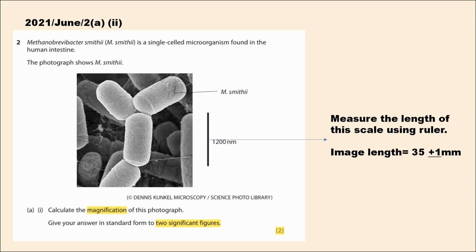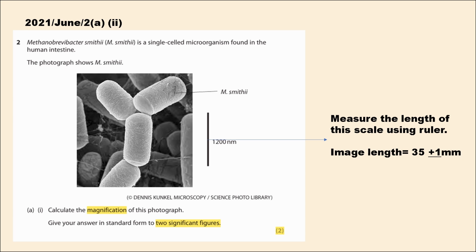The next question is from the 2021 June paper. This question is quite similar to the previous one, but a little bit modified. So here again you are given a picture of bacteria. And first you have to find out the magnification, but in the previous one they had already given you the magnification. And then you have to explain which type of microscope you can use for this purpose.